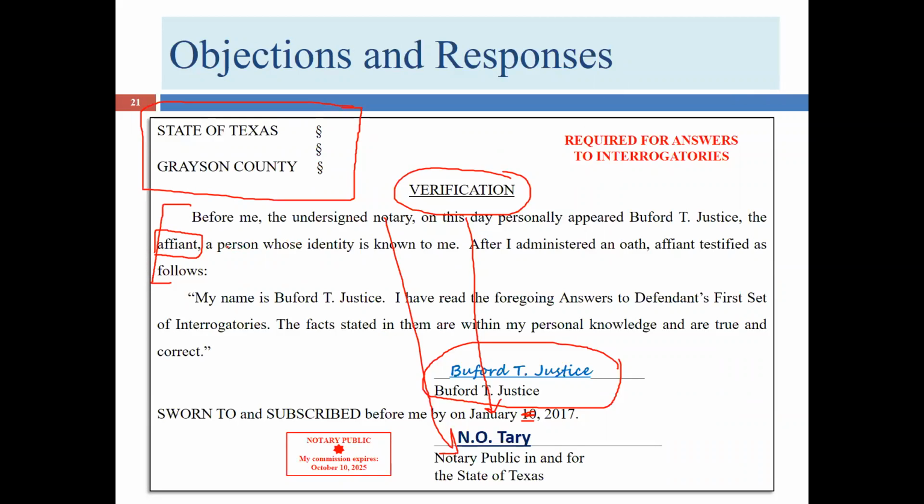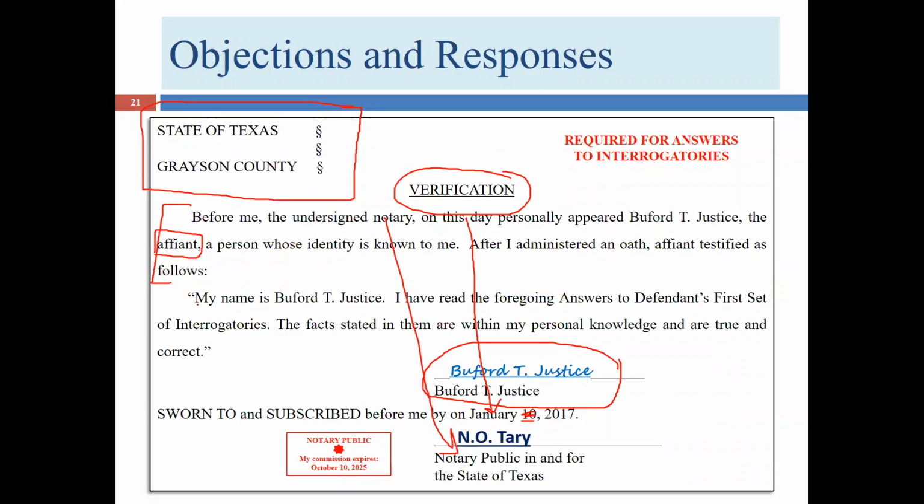A person, so Buford T. Justice is a person whose identity is known to me. This doesn't mean that Nancy Ophelia Terry knew Buford T. Justice before this verification happened. I mean, they may well have known each other, but it may be that Buford T. Justice has shown Nancy Ophelia Terry his driver's license or his passport or some other identification. After I administered an oath, you know, just as you would typically in a courtroom, do you swear to tell the truth, the whole truth, et cetera, that way.